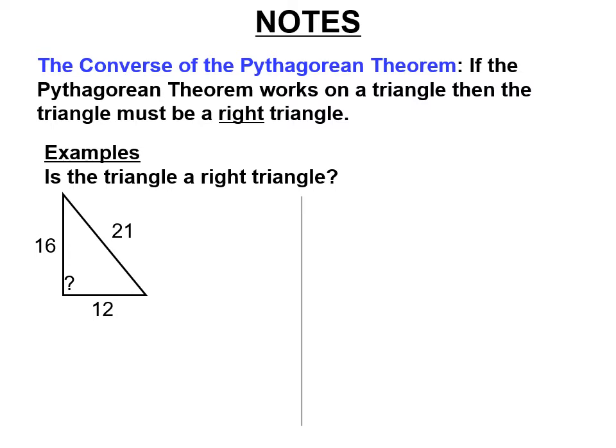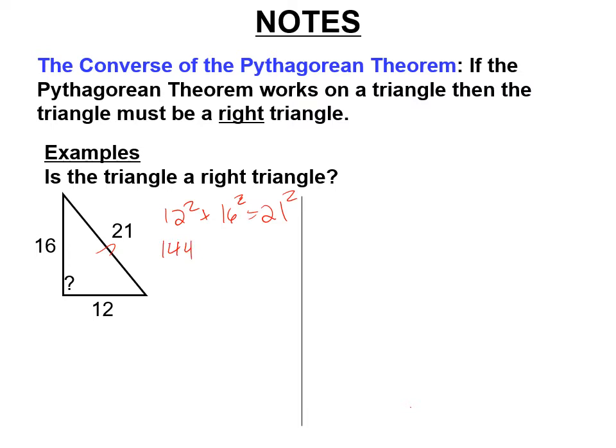Now, one of the things you have to realize is, even without the picture, you should know that 21 is our potential hypotenuse. It's a potential hypotenuse because we don't know this is a right triangle. So this is 12 squared plus 16 squared equals 21 squared. If that turns out true, then this angle over here has to be a right angle. And if that math does not work out, it can't be. All right, so let's see that.